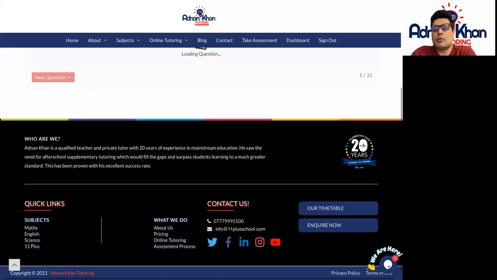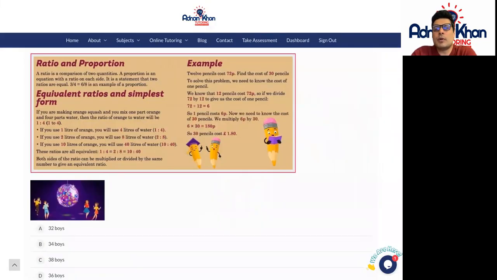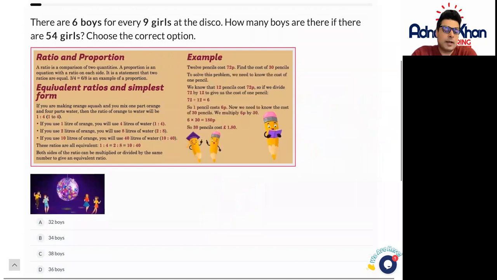Okay, and that's how ratio and proportion is actually worked out, because you're working out the ratio, but at the same time, you're working out individual proportions to where the selected answers will go.